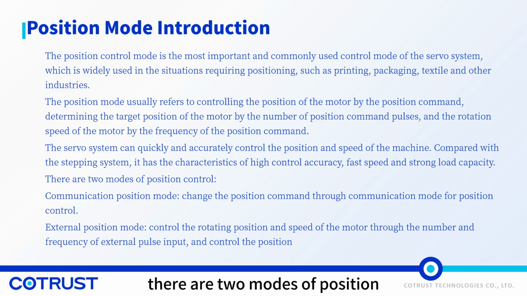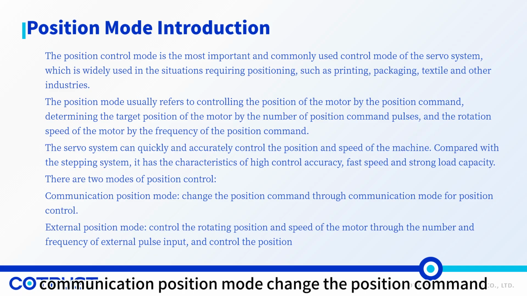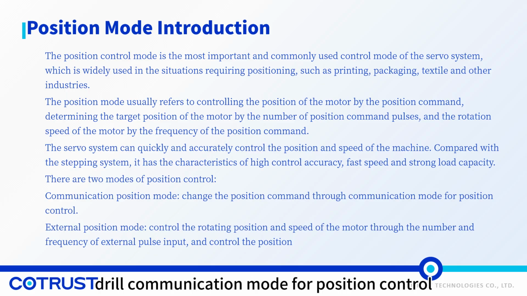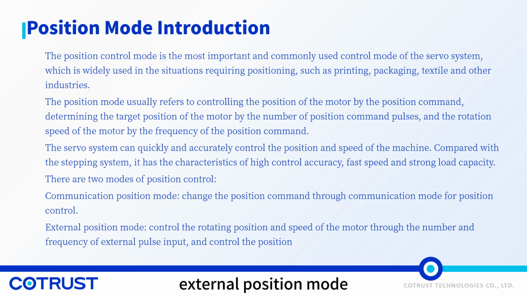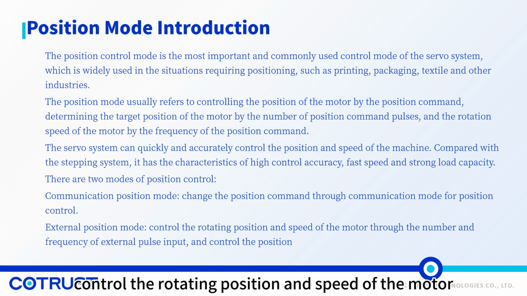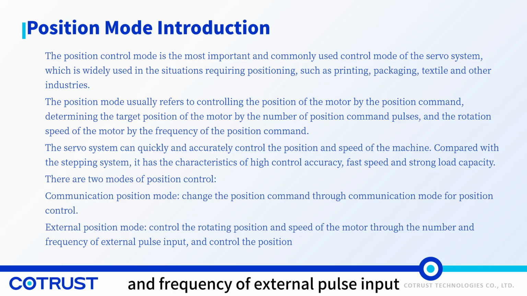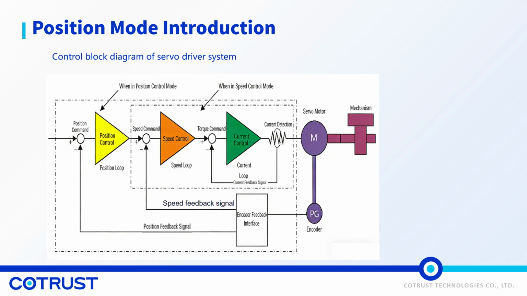There are two modes of position control: communication position mode, where you change the position command and perform position control through communication; and external position mode, where you control the rotating position and speed of the motor through the number and frequency of external pulse input, and control the position.